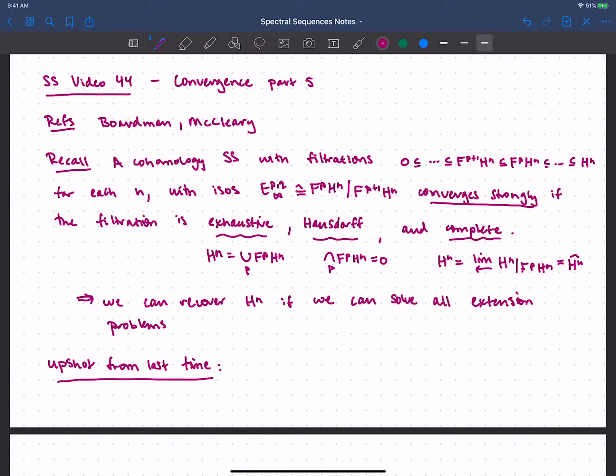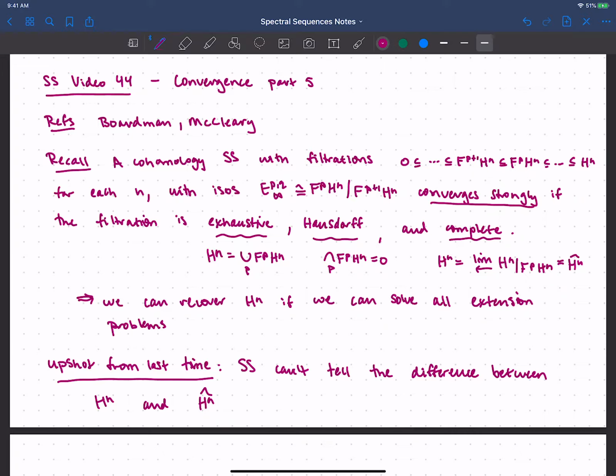Okay, and the upshot of what we talked about in the last video is really just that the spectral sequence doesn't see the difference between H^n and its completion. So the spectral sequence can't tell the difference between H^n and its completion, where we just take this limit. And remember, the completion had its own filtration, but that had the same filtration quotients.